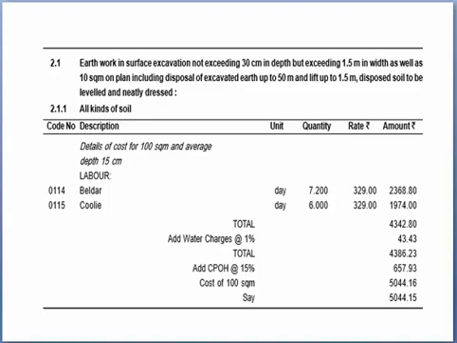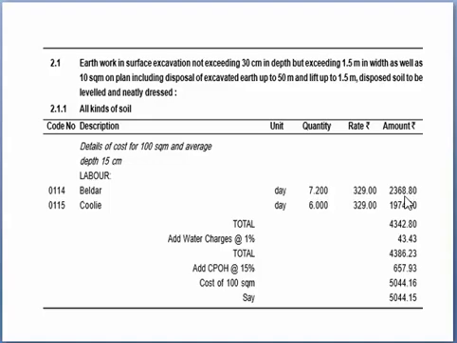You may get a question in the exam to prepare the analysis of rates for surface excavation. You need to follow this step, you need to follow this format and prepare the analysis of rates for the same. So students, don't get confused by these values, that Beldar is 7.20, it is in decimals. Students, you need to be very clear that we are preparing the analysis for 100 square meter of the work. That means the quantity may be in decimals, it doesn't matter, because we are calculating for 100 square meter of the work, and the basic purpose is to calculate the amount.